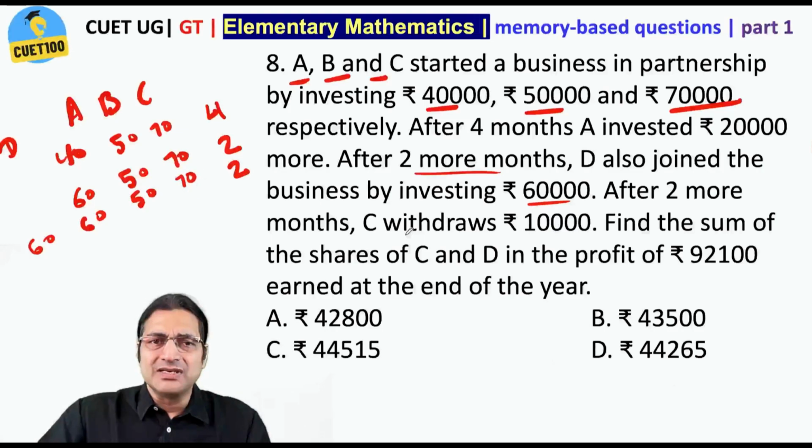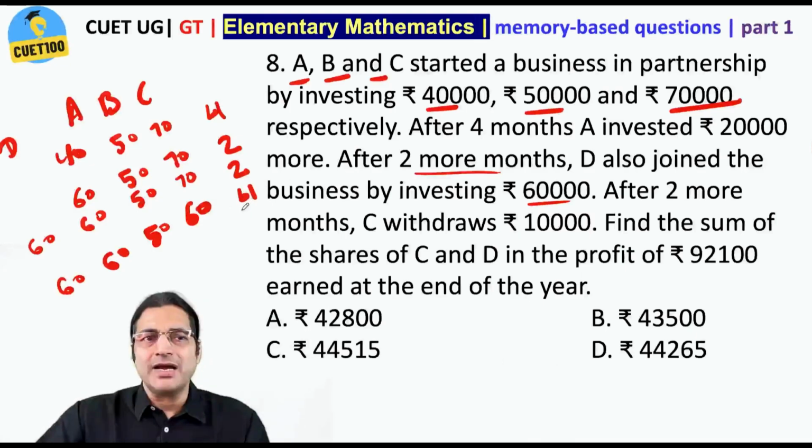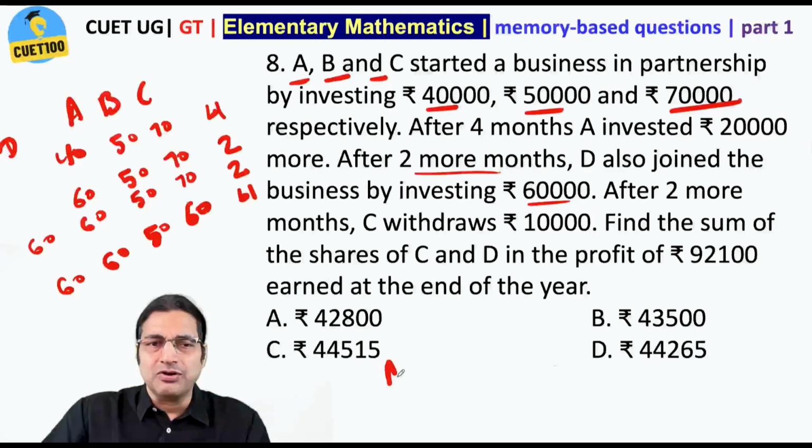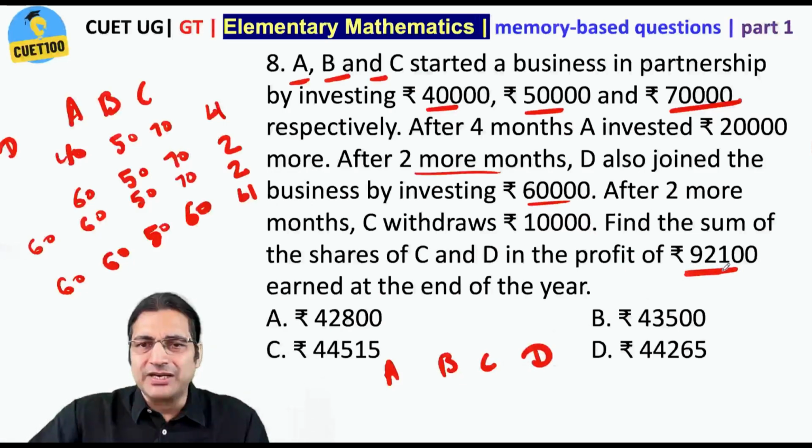After 2 more months, so again 2 here, it means this also remained 60, this remained 50 as there was no change, and this remained 70. But now C withdraws 10,000. Okay, 4 plus 2, 6 plus 2, 8 months have already been there, and now C's investment is 10,000 less, so it becomes 60. This remains 50, this remains 60, and this also remains 60, and this story continued for 4 months. All right. Okay, so now we have to look for the shares of A, B, C and D, or rather the part of C and D from 92,100 at the end of the year. All right. Okay, not at all difficult.